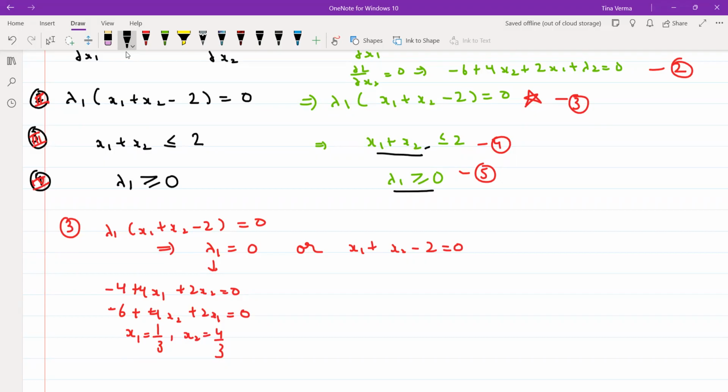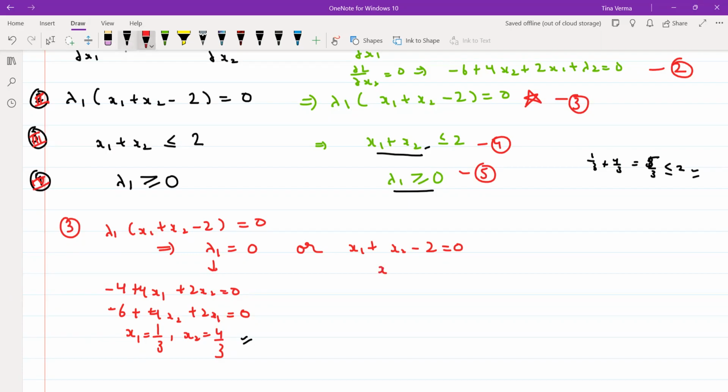This is also a condition: 1 by 3 plus 4 by 3 is coming out to be, sorry, 5 by 3, which is obviously less than or equal to 2. That means with this point, this condition is satisfied. So we have also this condition that my x1 plus x2 can be 2.